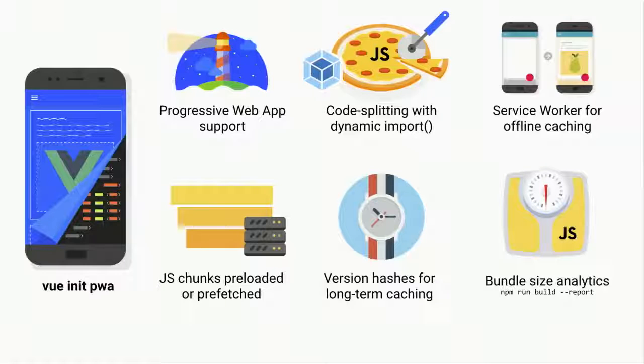Now, in addition to giving you over a 90 on Lighthouse right out of the box, it will give you code splitting with dynamic import. It gives you version hashing for long-term caching. A fantastic Webpack setup, by the way. It's got bundle size analytics, once again, for helping you stay on top of your JavaScript bundle sizes so that you're trying to make sure that you're as interactive as possible when you're doing things.